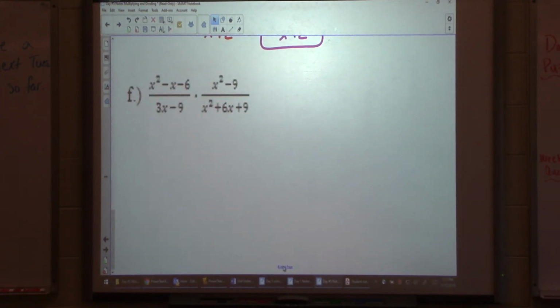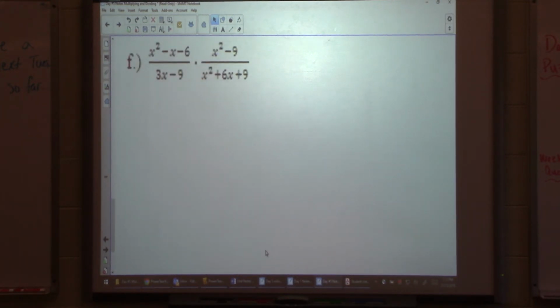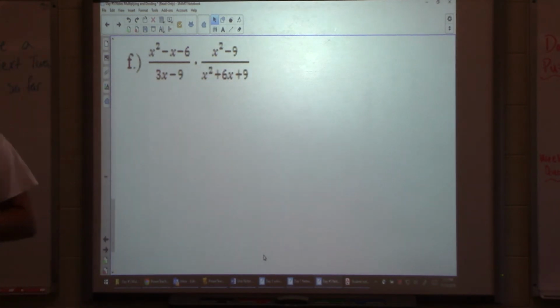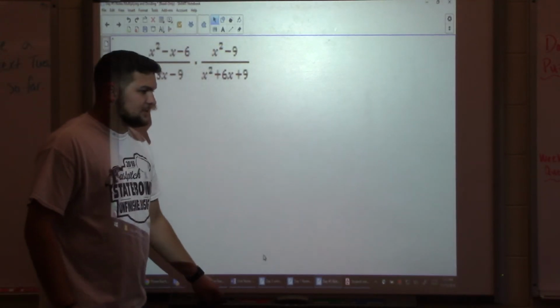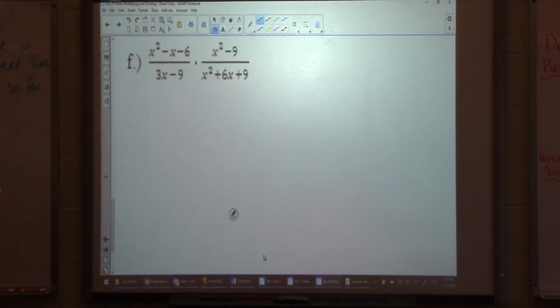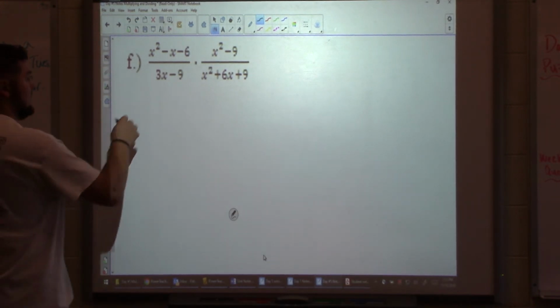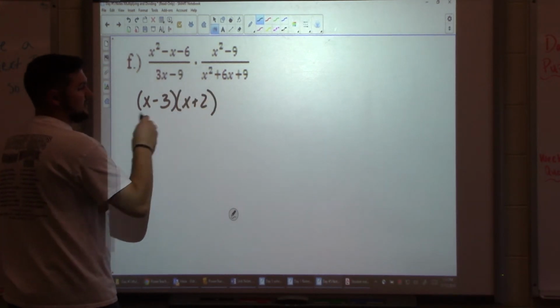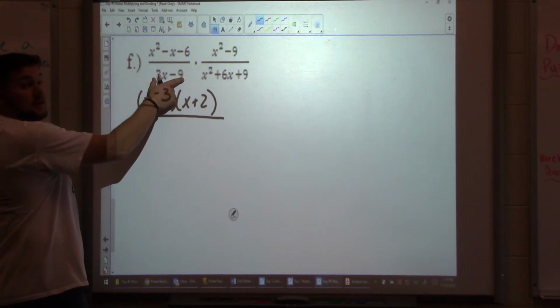Next one, F. X squared minus x minus 6 over 3x minus 9 times x squared minus 9 over x squared plus 6x plus 9. Whew. We got a lot of things we can factor here, right? All right, so let's get at it then. First thing we can factor, our numerator up here. What is that going to factor to? What multiplies to negative 6, adds to negative 1? Negative 3 and plus 2. So x plus 2 and x minus 3.